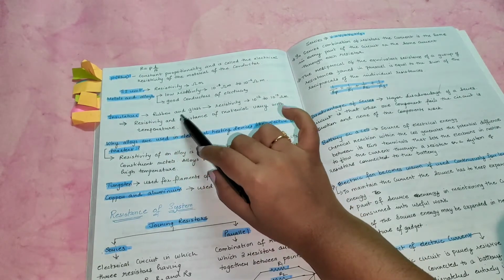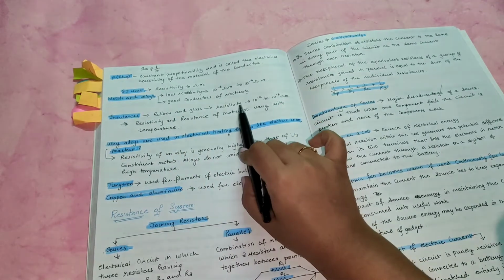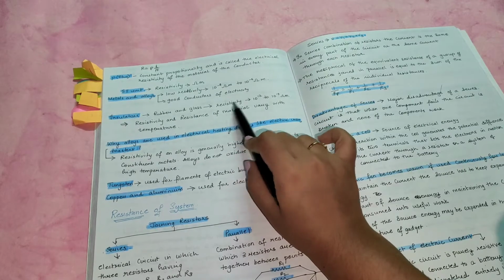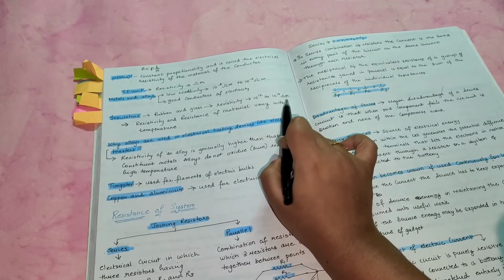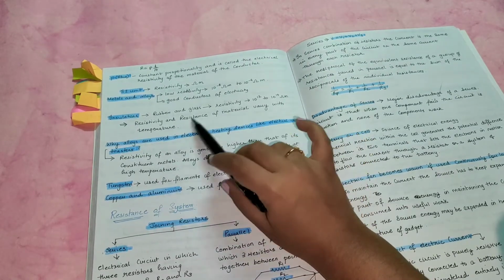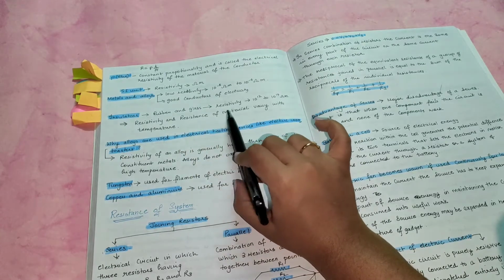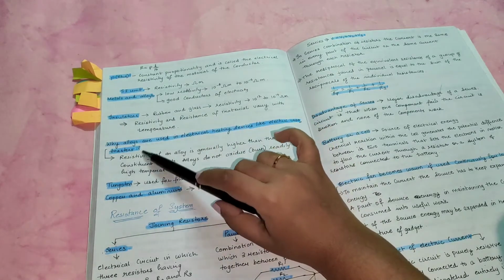Insulators like rubber and glass have a resistivity of 10 raised to 12 to 10 raised to 17 ohm meter. Resistivity and resistance of a material vary with the temperature.